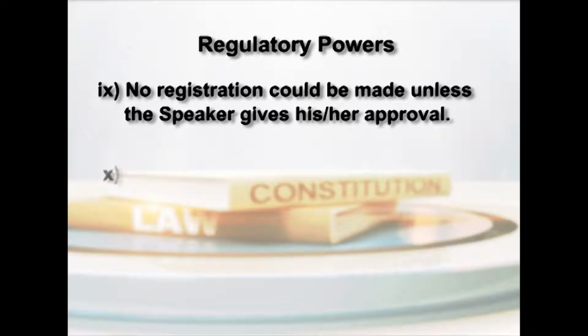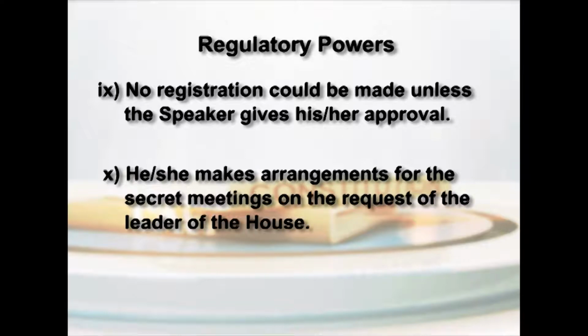Not only that, the Speaker of the House makes necessary arrangements for a secret meeting on the request of the leader of the House. And on matters of ultimate dispute, it is the decision of the Speaker which is to be regarded as the final one. However, it may be challenged in subsequent motions brought by the members of the House.